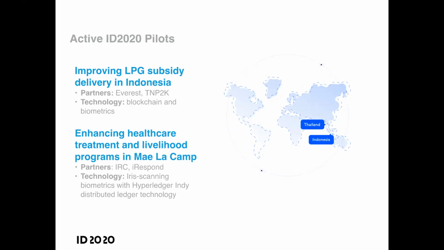The International Rescue Committee and iRespond are implementing a pilot of a biometric secured digital identity platform, which focuses on facilitating more rapid and targeted treatment of chronic disease for patients in the MELA camp. The program plans, like the program in Indonesia, to expand to include all the camp residents and to integrate with existing education and livelihood services.